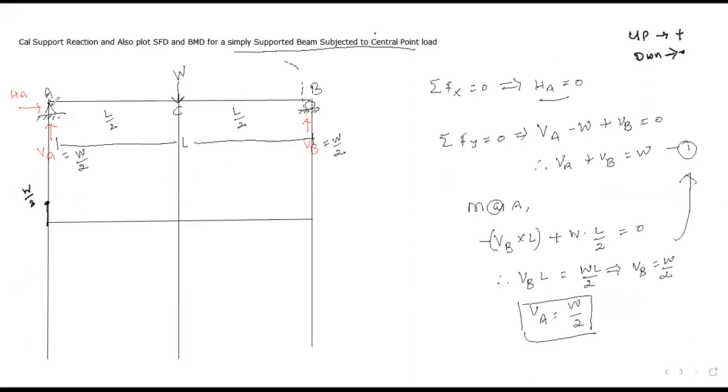Okay, next. In between A and C, is there any load? Please confirm in chat box. Is there any load between A and C? Yes or no? I want more answers, students.